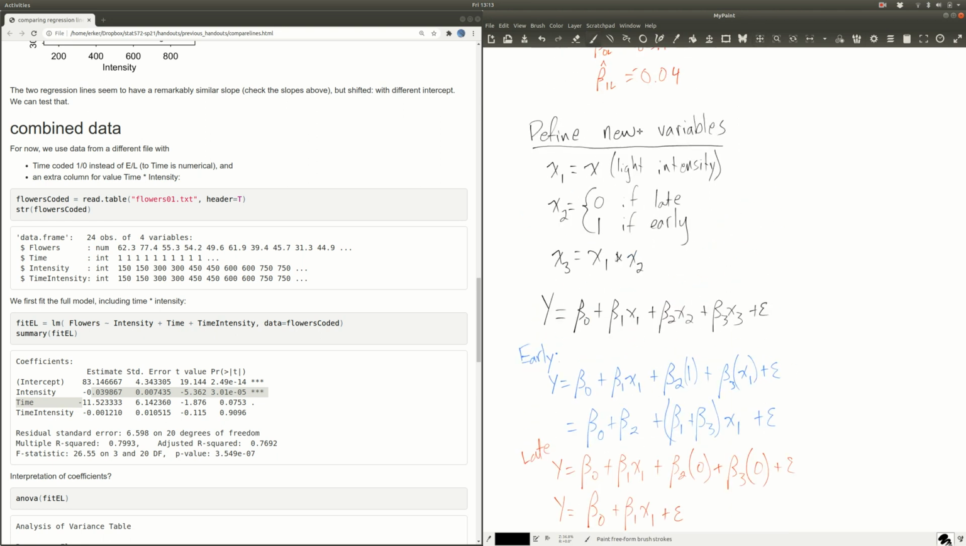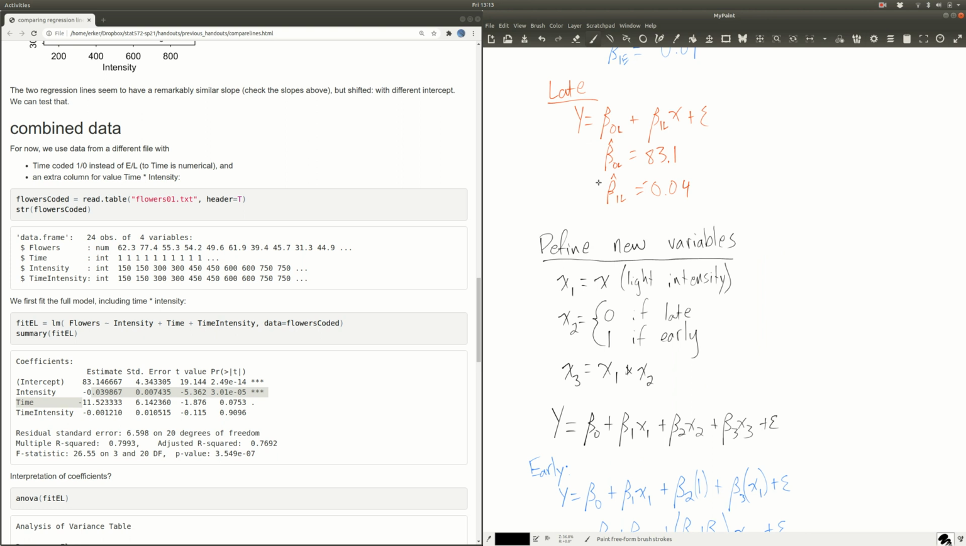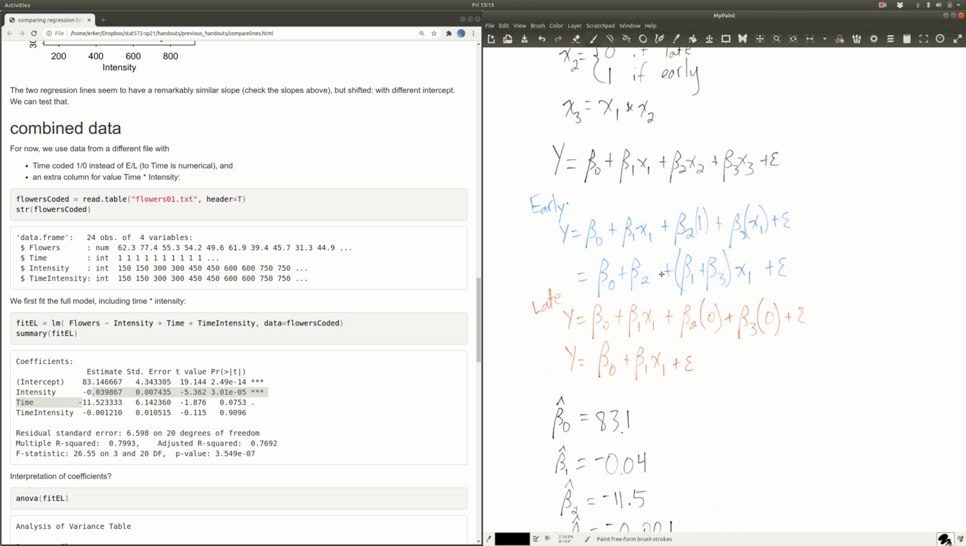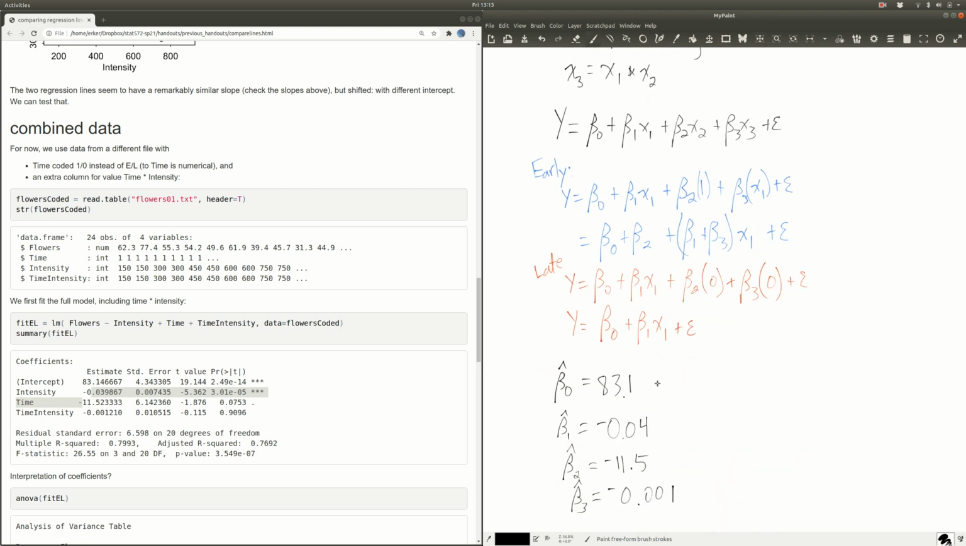It's exactly the same as when we fit it separately. That's kind of a cool thing. So you can fit this model like this. You're actually fitting both lines at the same time, and you can recover the exact same coefficient estimates.